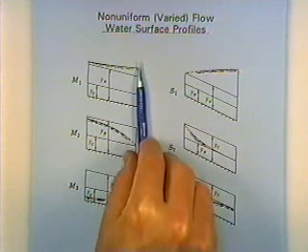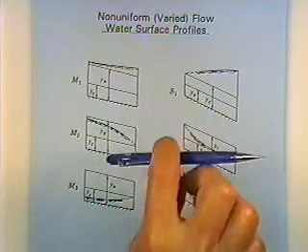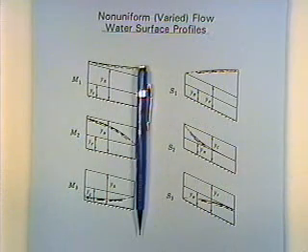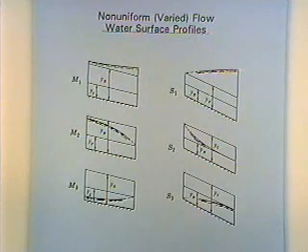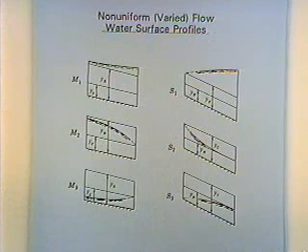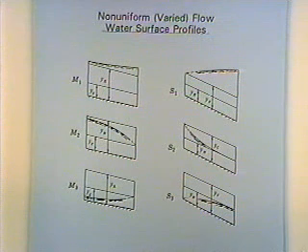Now, let my pencil represent a dam. Say you put a dam here, you're going to have a backwater effect. And so what happens, well, let's look at the flow scheme for just a moment. M for mild, S for steep. Mild means subcritical flow, steep means supercritical flow. Mild slope, low velocity, subcritical flow. Steep slope, high velocity, supercritical flow.